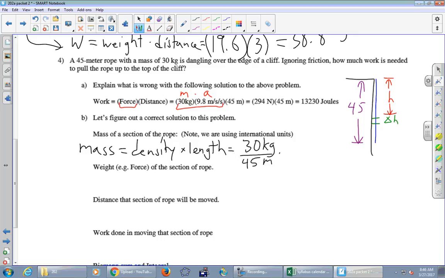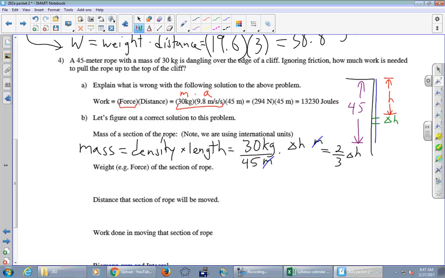What did we call the length of this little segment of rope? Delta H. What are the units for that length? That's meters. And the meters cancel and we get a number of kilograms, which is what we were expecting, right? That's the mass. Okay, so we'll clean this up just a little bit. That becomes 2/3 delta H. So that is the mass of our little section of rope.